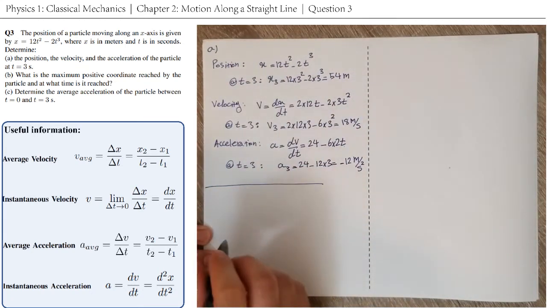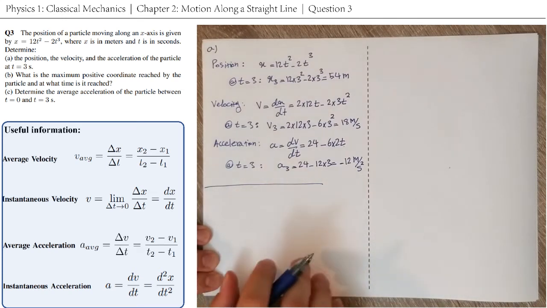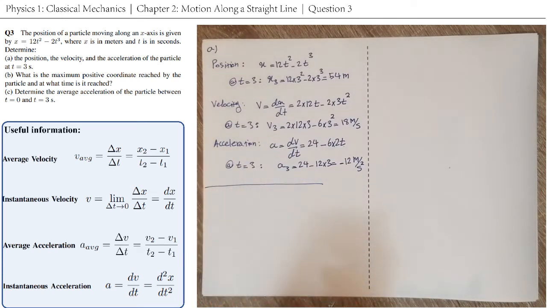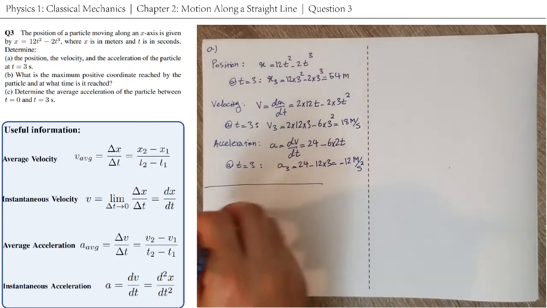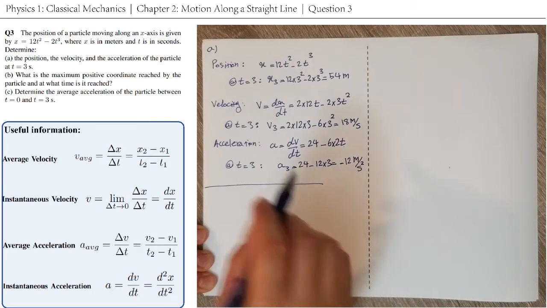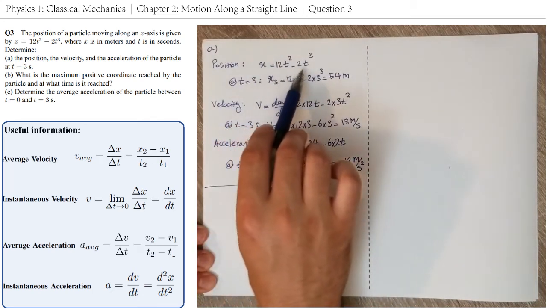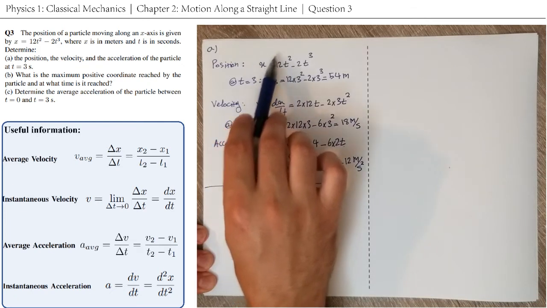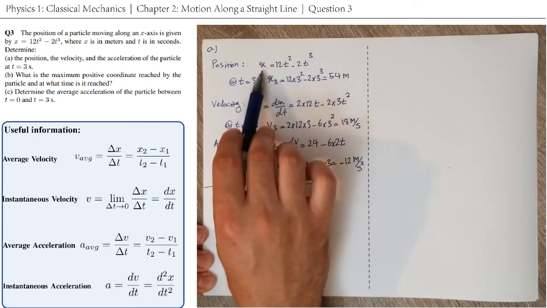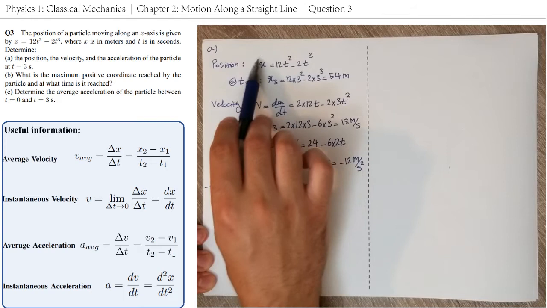For part B, we're asked to obtain the maximum position coordinate reached by the particle, and the time for which that occurs. So how to obtain the maximum position? All we have to do is to just maximize this. We have a function of position with respect to time. We have to figure out what is the maximum value of this function.